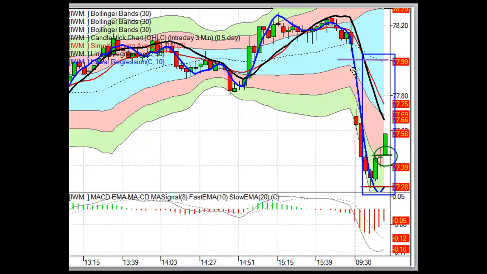I also want to draw your attention to the blue line. That is a 10-period regression line, and the black line is a 30-period regression line. The red line you see in there is a 12-period simple moving average. We have subsequently dropped that from the setup. It doesn't add that much extra value. At the bottom we have a typical moving average convergence divergence, the MACD histogram, using settings of 10, 20, and 8. And again, we're looking at 3-minute charts here.